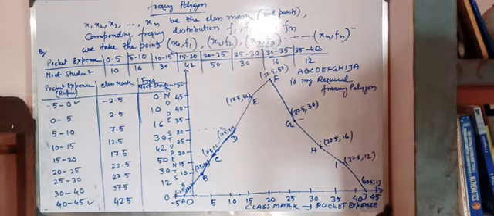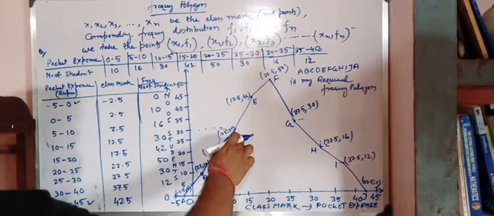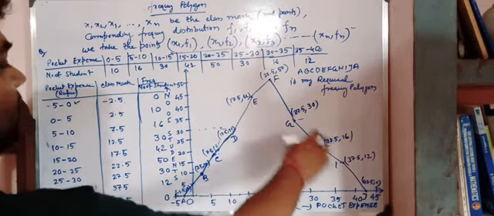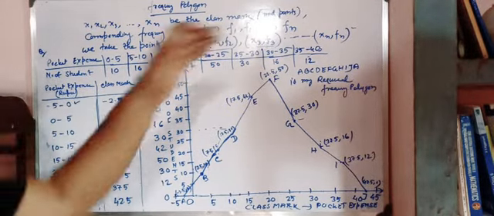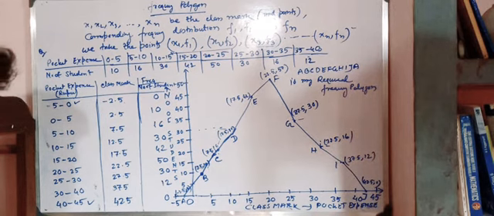Understood? This is my x0, f0. If we take x1, f1, x2, f2, x3, f3, okay, x4, f4 and so on. Understood? That we have already told in the definition. So viewers, that is the required frequency polygon and the concept of drawing a frequency polygon.